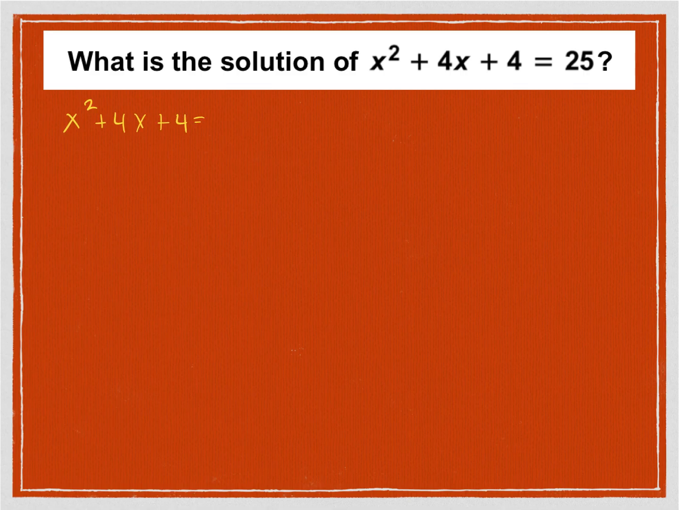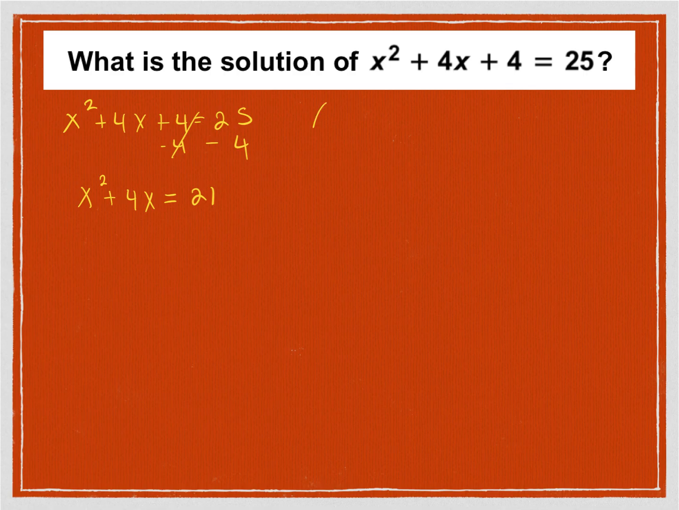So I'm just going to rewrite the equation first. I'm going to move the 4 over to the other side. So we're left with x squared plus 4x is equal to 21. Awesome. First step is done. Second step is a equals 1. A is 1, so we can go ahead and keep going.